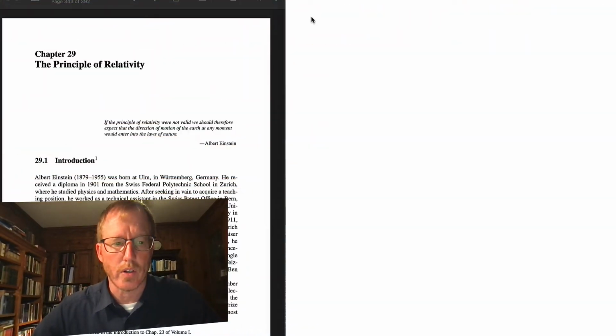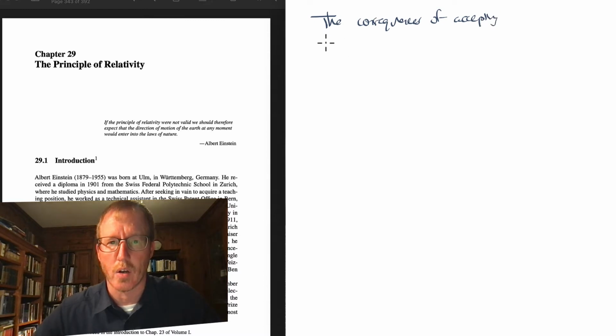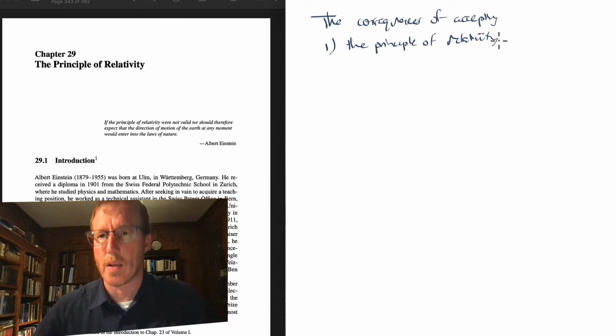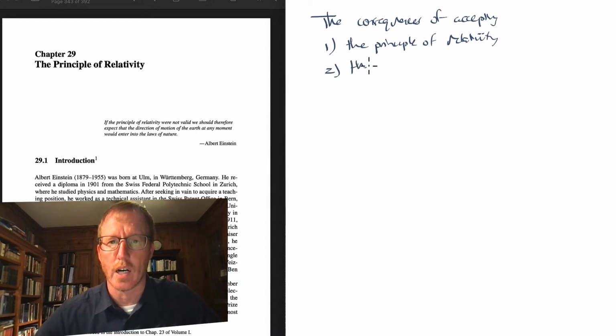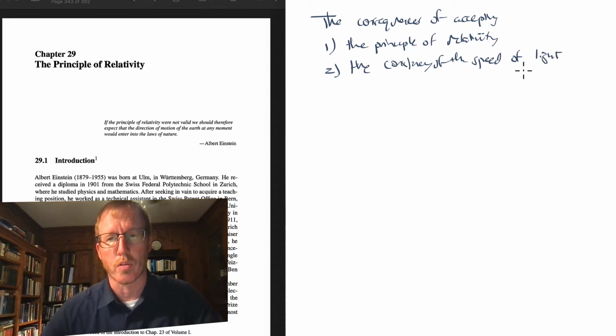Okay, so what I want to do now is outline a few of the important consequences of accepting Einstein's principle of relativity and his principle of the speed of light. So, what are the consequences of accepting, one, the principle of relativity? You might remember that the principle of relativity says that the laws of physics are the same for any inertial observer. And two, the principle of the constancy of the speed of light. That is, the speed of light is the same for all observers regardless of their motion with respect to the source of the light.